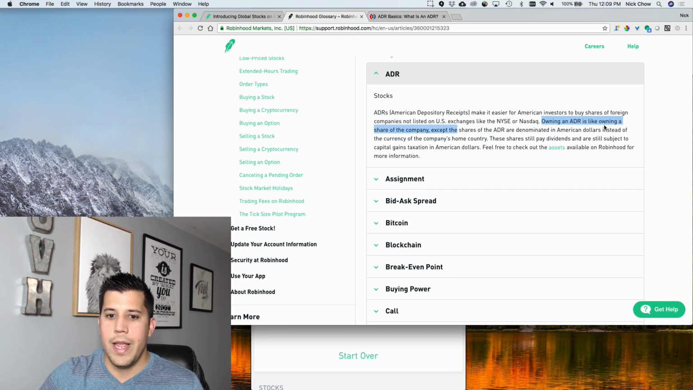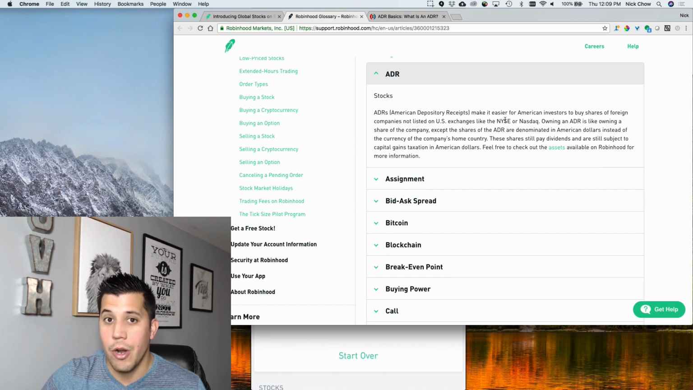Owning an ADR is like owning a share of the company. So, you're saying you don't own a share of the company. You need to understand that. It's like owning a share of the company. It's not actually owning a share of Nintendo or Adidas or anything like that. You're owning a byproduct which a U.S. bank created for you, and they're exchanging that on the New York Stock Exchange or U.S. exchanges. So it still pays dividends and all that.